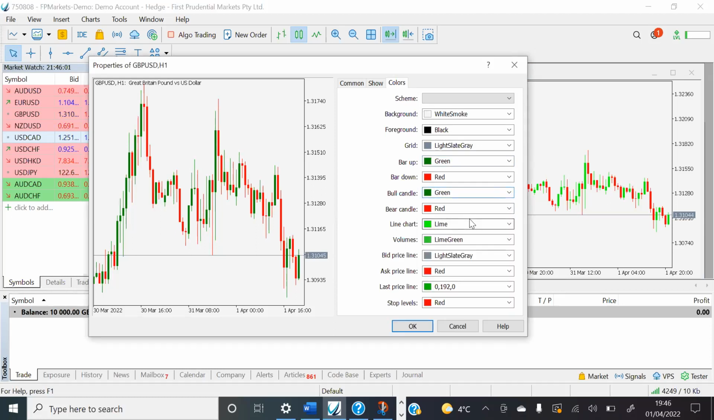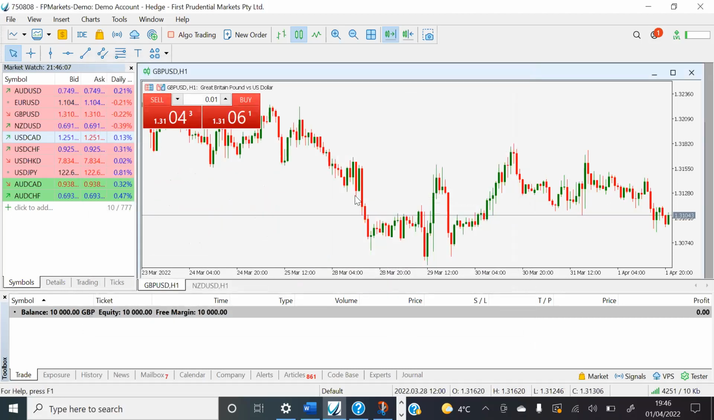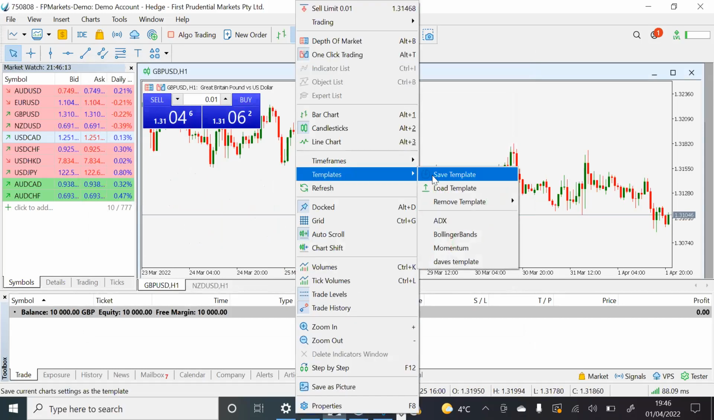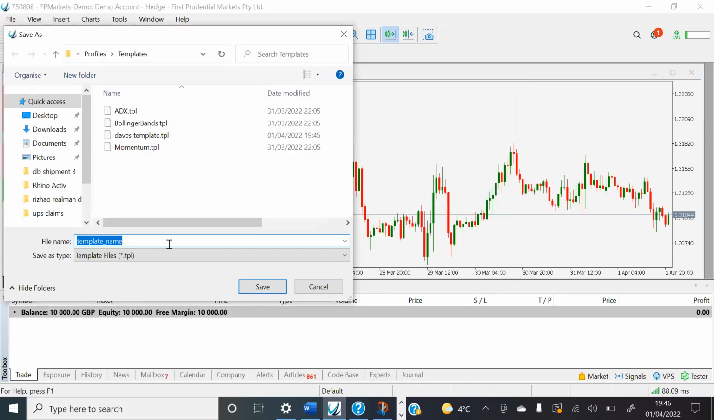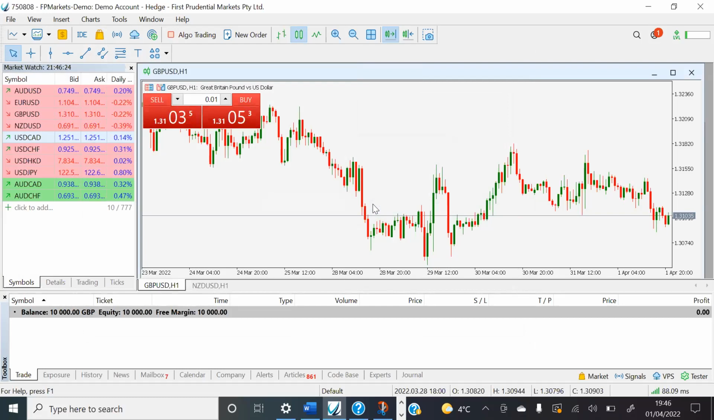Okay, and then the bear, yeah, that's fine. And then we're gonna save the template. So let's see if you remember how to save the template. And we're just gonna save over this template. So click on Dave's template, and then we're gonna click on save and just replace it.